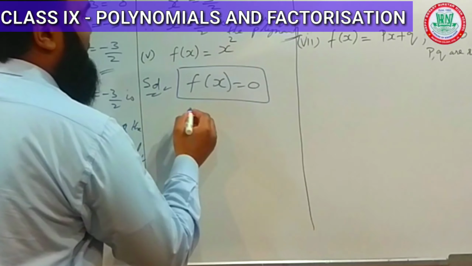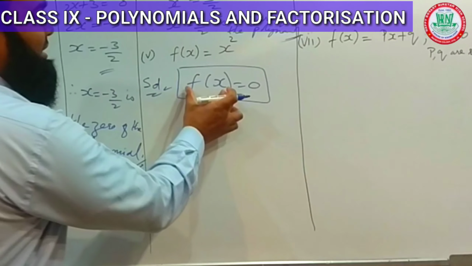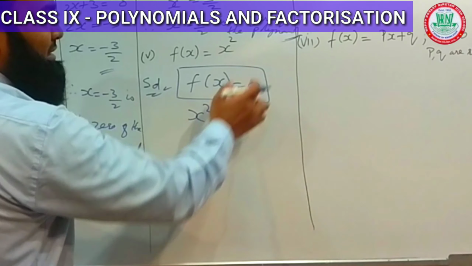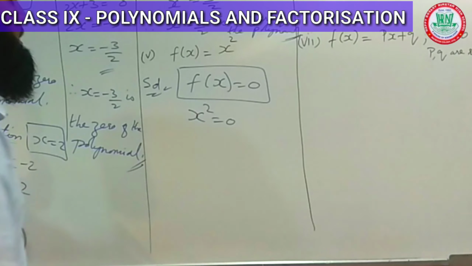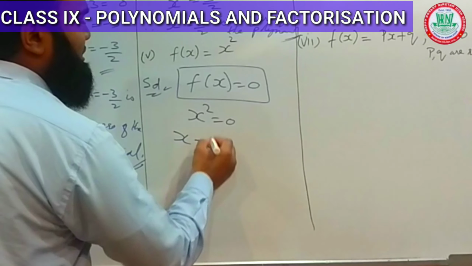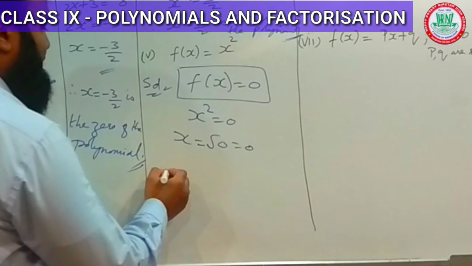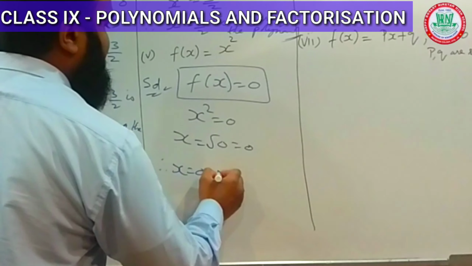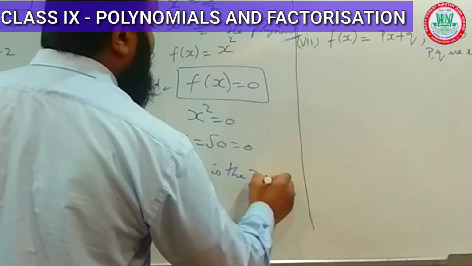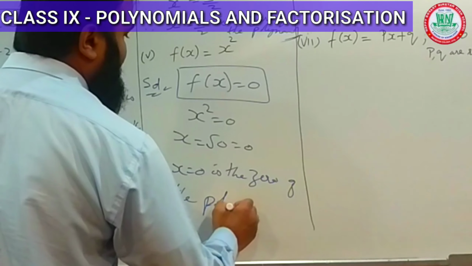Now f of x value is x square is equal to 0. Okay? Now x is equal to, this square goes outside, root 0, which means 0 only. So therefore x is equal to 0 is the zero of the polynomial.